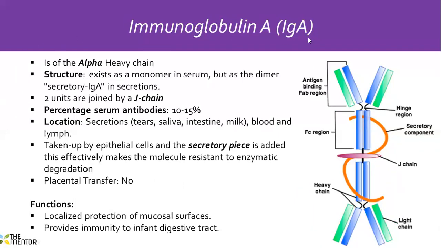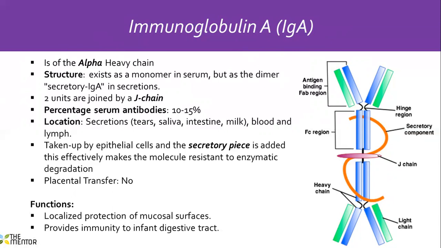IgA is also a very important one. It has the alpha heavy chain, so it's IgA, and the structure is interesting. It occurs as a monomer in the serum, but as a dimer in secretory IgA, that is in secretions.